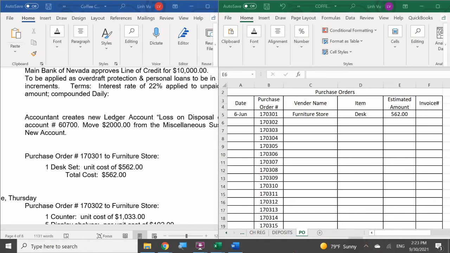Okay. So now that we entered our first purchase order, we understand that there is no real transaction here, because we just ordered something. That's all we did. We didn't pay any money. We didn't receive a bill. We didn't receive the actual furniture itself. So in this case, all we did was place a simple order.